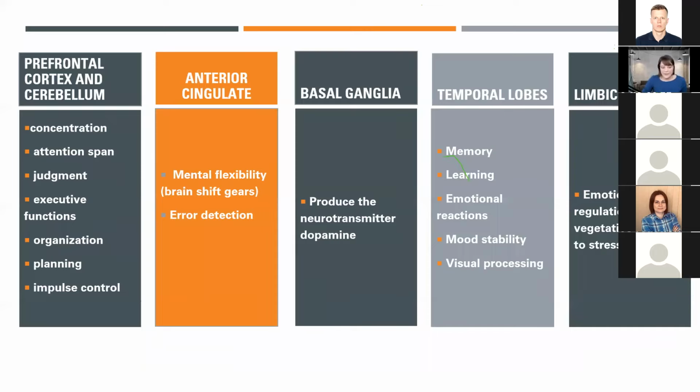All right. So again, about the neurobiological basis, and this is very important. As I already mentioned, people with ADHD have problems in the prefrontal cortex, cerebellum, anterior cingulate, basal ganglia, temporal lobes, and limbic system. What do these areas or systems do? Prefrontal cortex and cerebellum are involved in concentration, attention span, executive functions, organization and planning of motor activity; anterior cingulate in mental flexibility, error detection; basal ganglia in dopamine production and many other things; temporal lobe in memory, learning, emotional reactions, visual processing; and limbic system in emotion regulation and reactions to stress.